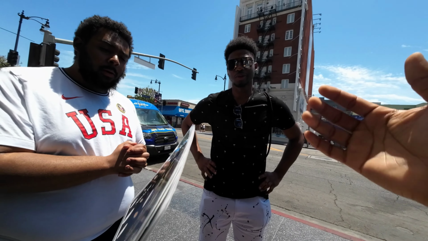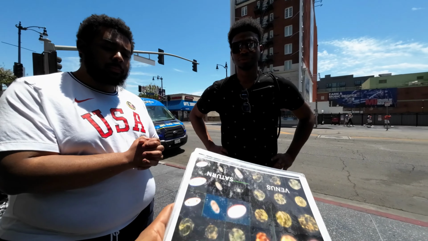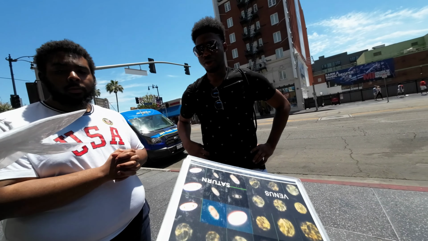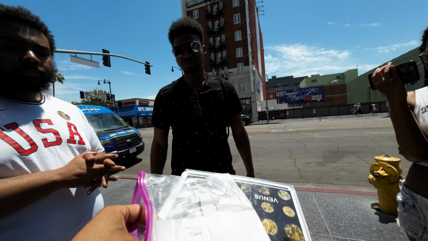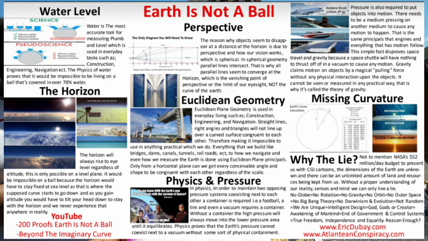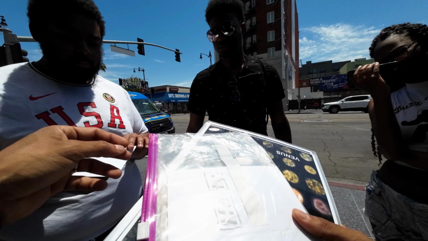It's another theory, just like the theory of evolution. I have some info you guys want to take, some flyers. I have literally the 6 main proofs here, but there's also a video you can look up on YouTube. It's called 200 Proofs, the Earth is not a ball. And that's basically 200 proofs just mashed into one video. You guys want to take a look.